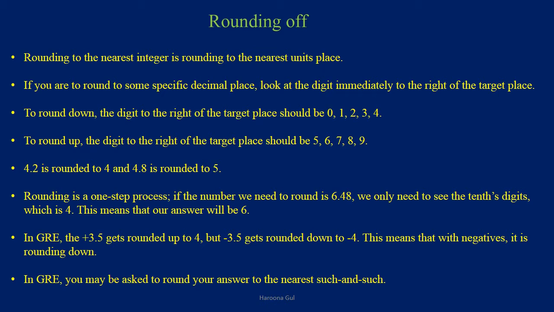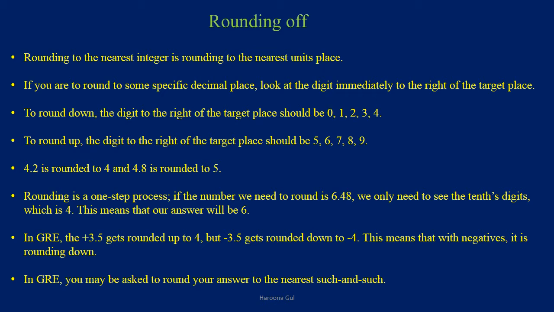Right? Now, rounding is a one-step process. If the number we need to round is 6.48, we only need to see the tenths digit, which is 4. This means that our answer will be 6. Are you getting me? In GRE, the positive 3.5 gets rounded up to 4, but minus 3.5 gets rounded down to minus 4. This means that with negatives, it is rounding down.